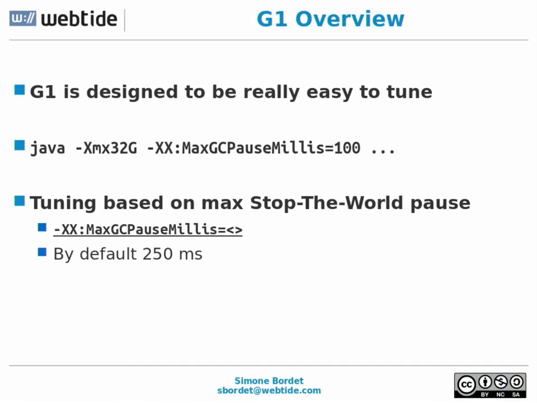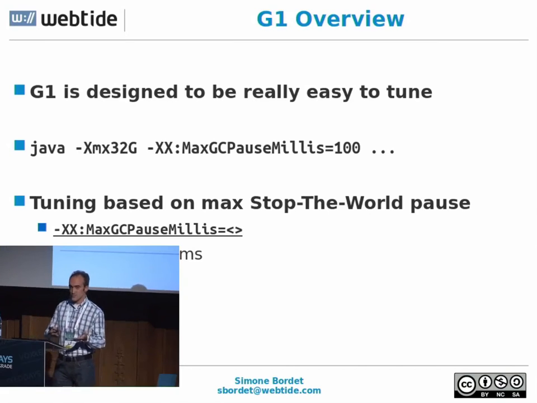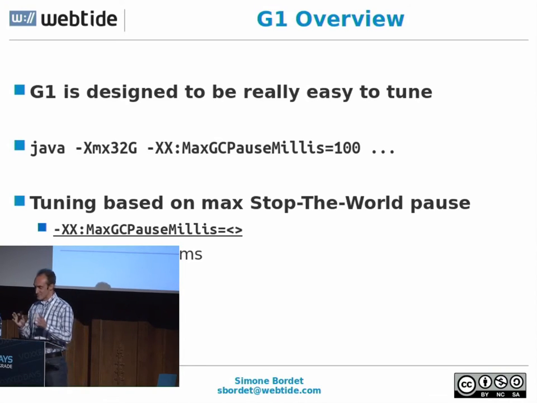G1 has been designed to be really, really easy to tune. Basically, this is exactly how much you are supposed to tune G1. You just specify the max size of the heap, and then you tell G1 how long you would like it to wait in order to do the garbage collection cycles. This is a suggestion to G1 that G1 will try to respect. We'll see that this is not always true, and we'll see how it actually works.